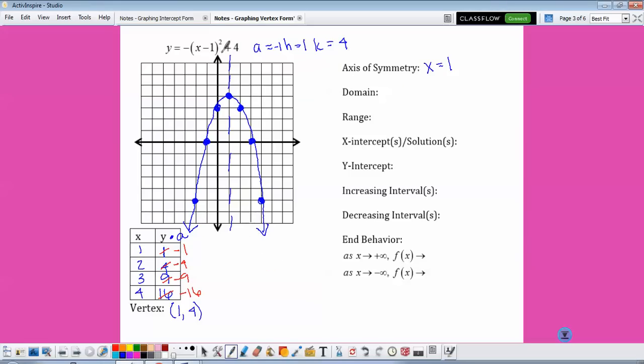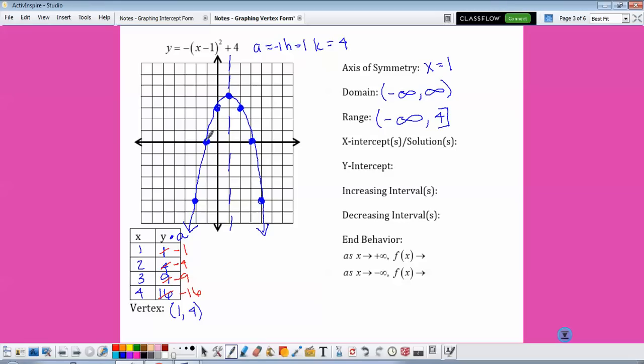Since we could plug in anything for x, we can square any number. Our domain is -infinity to infinity. We also know that because we have arrows on both sides. Our range, at the bottom we have arrows pointing down, so it's -infinity, and then the top is at a y value of 4.